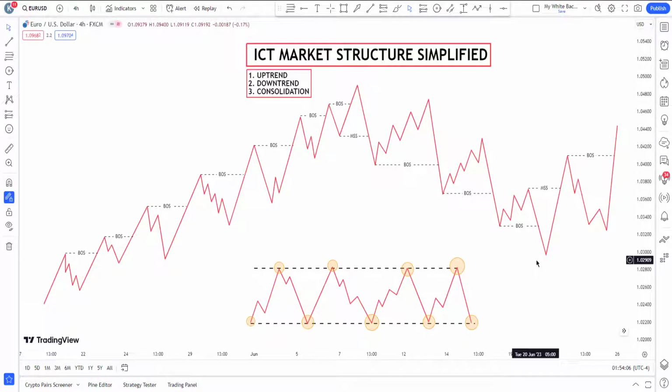This video is about ICT market structure. What I will be doing in this video is to actually simplify market structure for you as a complete beginner. I'm going to show you how to properly mark out structures and how to identify trend in this particular video.